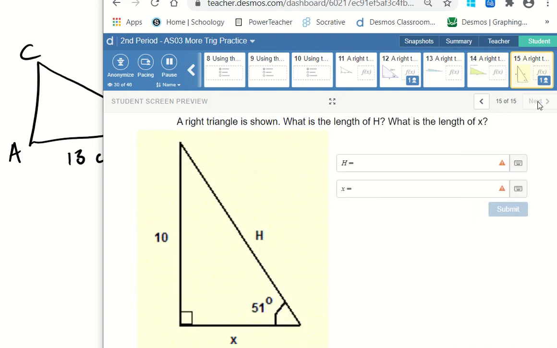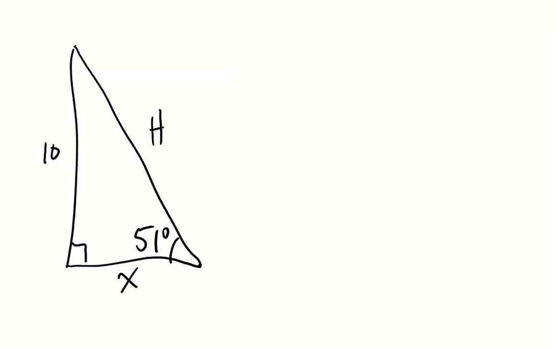And our last one, we got to find h and x. So we can find h first, I guess. It's on top. We're going to try to find the hypotenuse, and we know the opposite. It wouldn't do us much good to use the adjacent, because then we'd end up with x over h, and that's not going to help us, right? That's two variables. But if we do the opposite one, we can say, well, the sine of 51 is 10 over h, because that's opposite. And then we can solve for h.